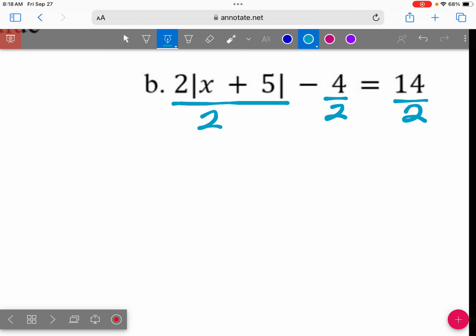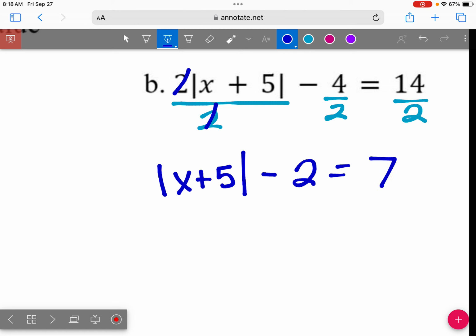So this is one of those times when you have choices on what order we do things in, and neither one is going to make it harder than the other. Sometimes if we divide first, it will make things more difficult, but in this case, it's totally fine because this 2 and this 2 cancel out, and we're left with our absolute value of x plus 5 minus 2 equals 7. 100% valid move.